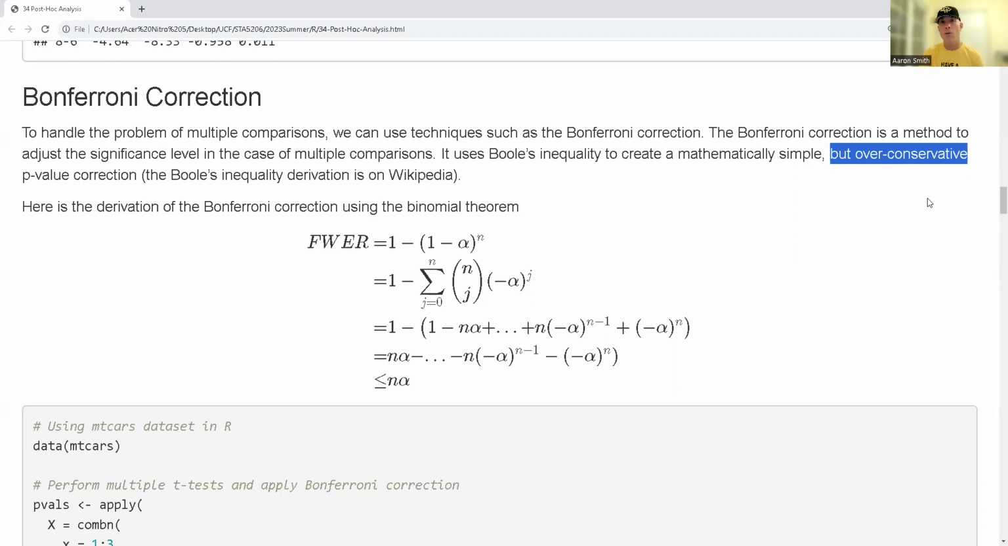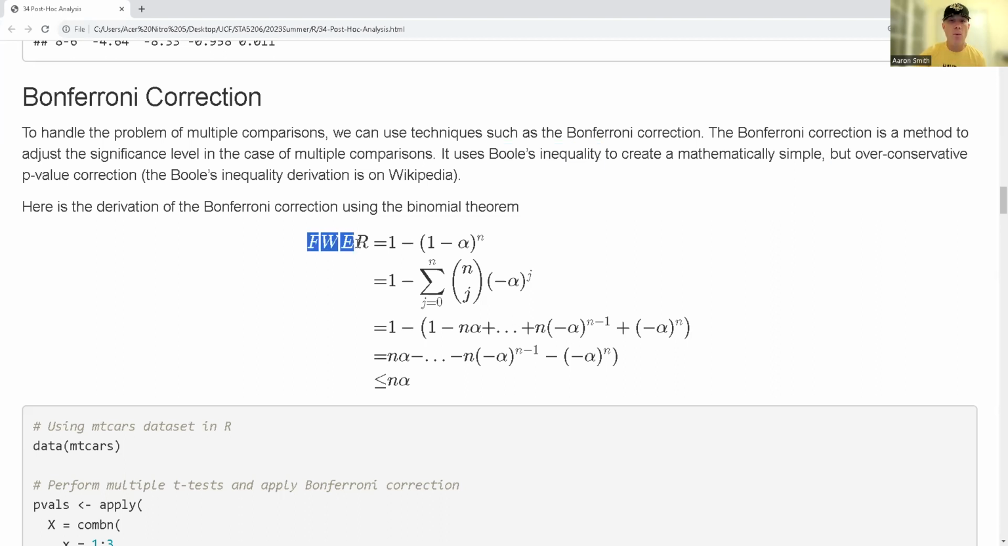Now, where does this correction come from? You can use Boole's inequality to get this. It's a very nice one-line proof on Wikipedia if you want to look at it. I chose to use the binomial theorem one, and I like that more because it's a little bit less mathy. There are plenty of high school algebra courses, or pre-calculus and college algebra courses, that will go over the binomial theorem. So I think this is a more accessible presentation.